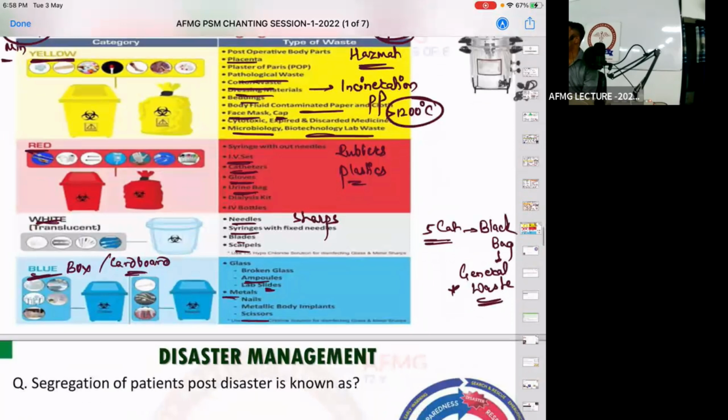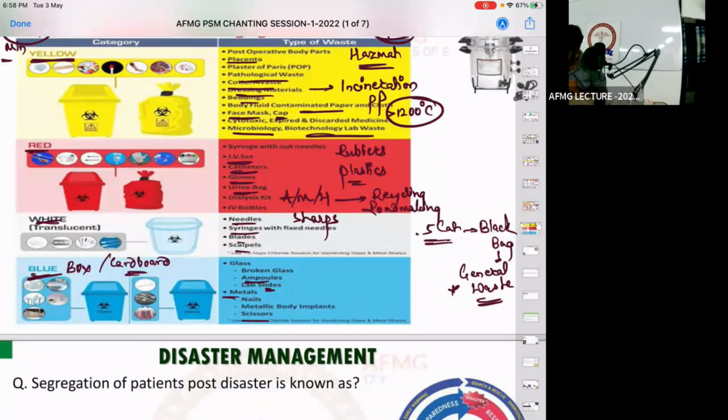Then red are all rubbers and plastics. That means recyclable waste. Red means recyclable waste, plastics and rubbers. But first, it would be either autoclaved, microwaved, or hydroclaved, and then it would be sent for recycling. If it does not go in recycling, it will go for road making.